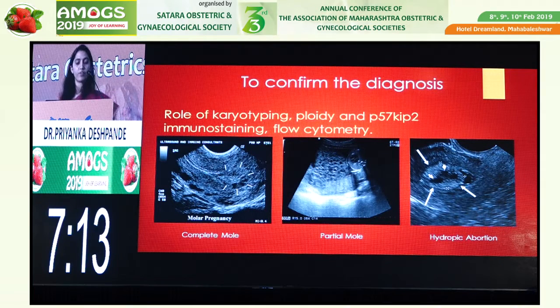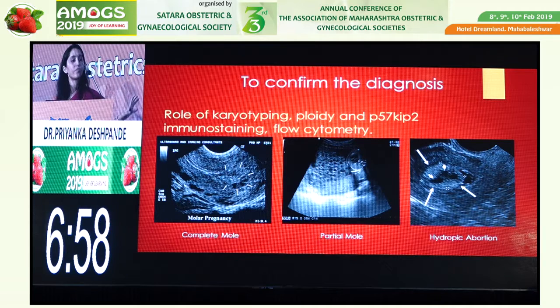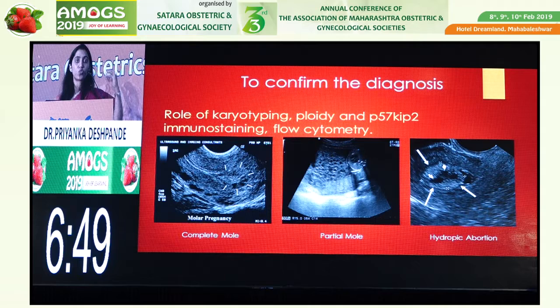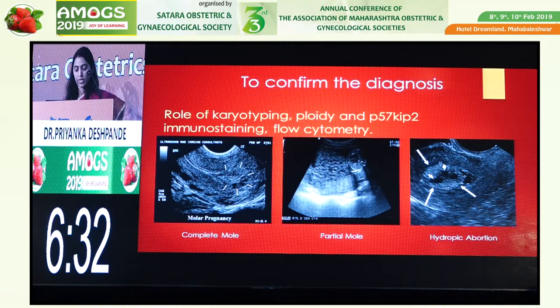So for the first point, to confirm the diagnosis, I have put up 3 ultrasonography pictures here of early pregnancies. The first one being a complete mole, the second one being a partial mole, and the third one being a hydropic abortion. Leaving aside the second picture in which it is very obvious because the fetal parts are seen, if you pay attention to the first and the third one, you will find that there is very little difference. So at this stage, it is very difficult to say whether this is an abortion or this is a molar pregnancy. So this is the time where genetic testing will help you determine the difference between a molar pregnancy and a hydropic fetus. And that is the role of karyotyping, ploidy, and P57-KIP2 immunostaining and flow cytometry.